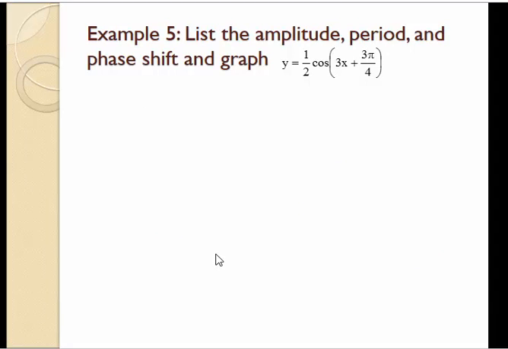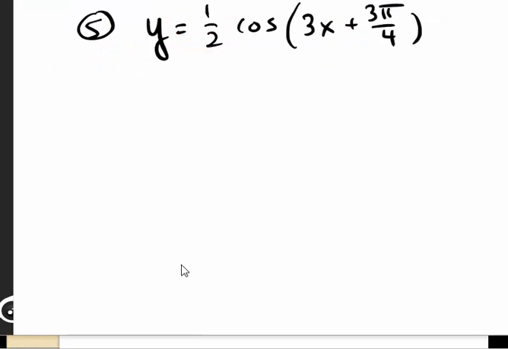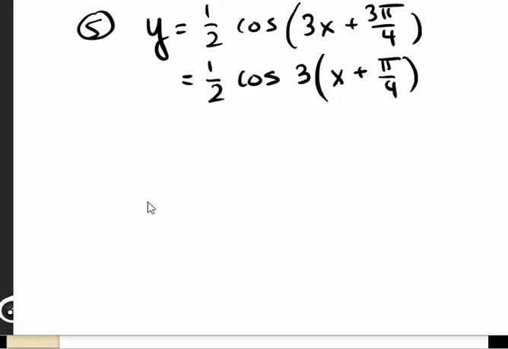Okay, let's try one with cosine now. So we have y equals 1/2 cosine of 3x plus 3 pi over 4, not in factored form here. There is something we're going to have to be very careful of here. So this is not really in the standard form yet. We need to factor a 3 out on the inside so that we can see the proper phase shift. So the form is a times sine or cosine of k times parentheses x minus the phase shift. So if we factor 3 out, we're left with x plus pi over 4. If we went backwards, we'd have 3x plus 3 pi over 4.